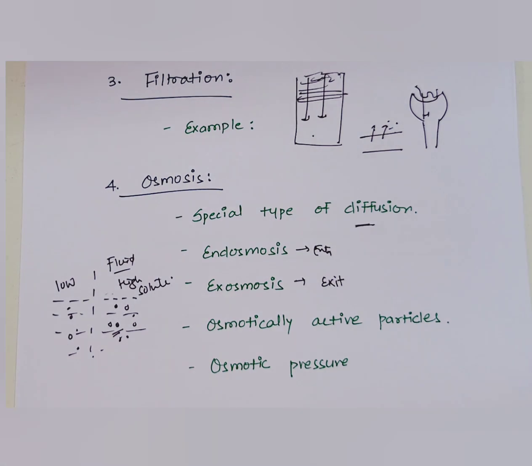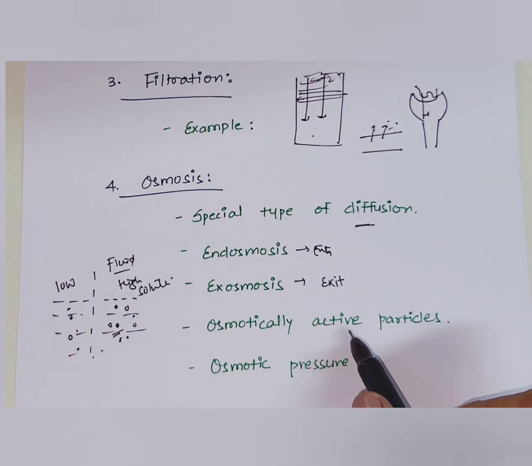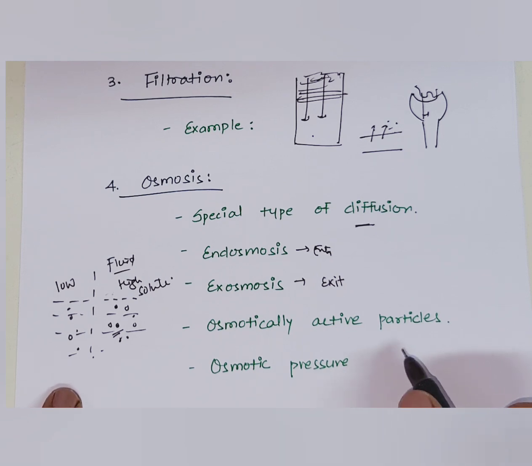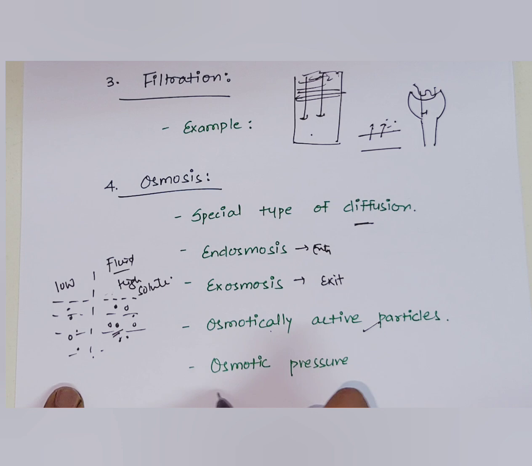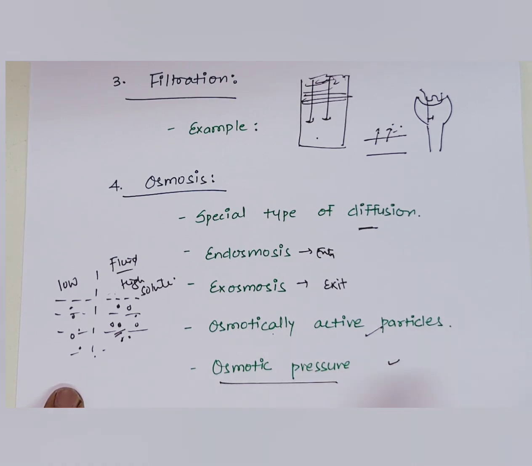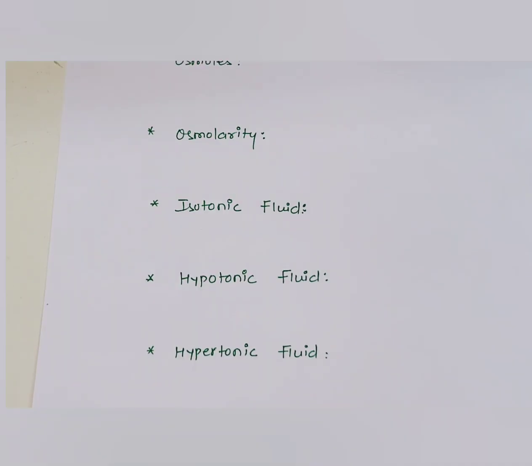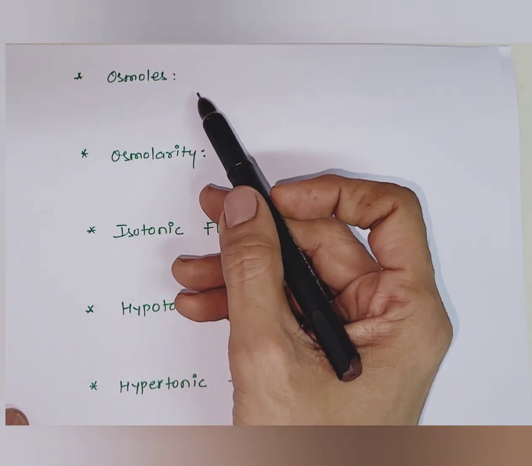Now we have osmotically active particles. This terminology is used for the solutes. They cannot pass through the semi-permeable membrane and they create pressure, and the pressure created by these osmotically active particles or solute is known as osmotic pressure. Now this osmotic pressure depends on the number of particles, not on the size, not on the type, not on the composition. Okay, so if numbers are more, more pressure is created.